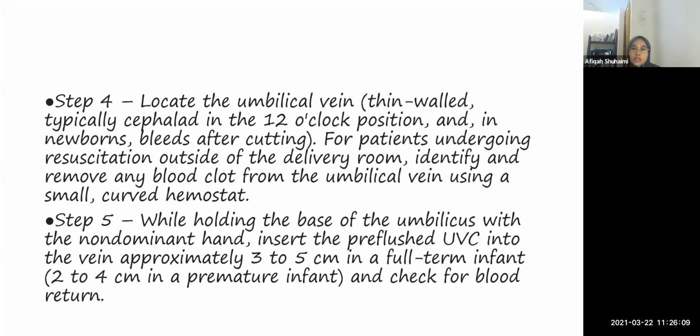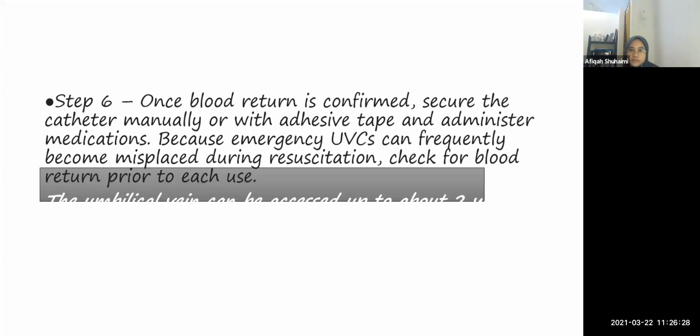Now, step 5: while holding the base of the umbilicus with the non-dominant hand, insert the pre-flushed umbilical vein catheter into the vein, approximately 3 to 5 cm in a full-term infant and 2 to 4 cm in a premature infant, and check for blood return. Next.